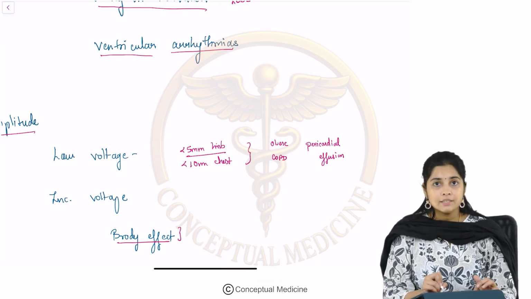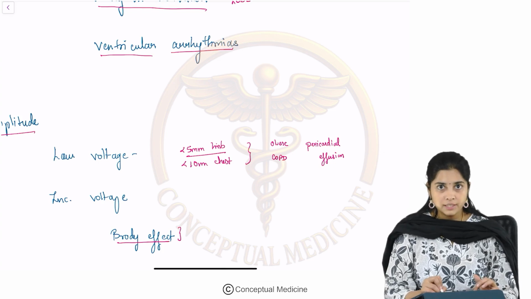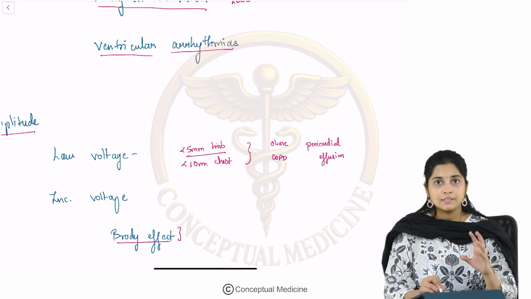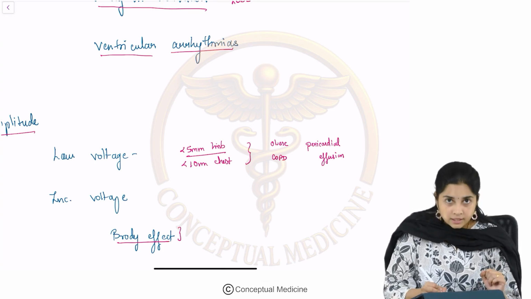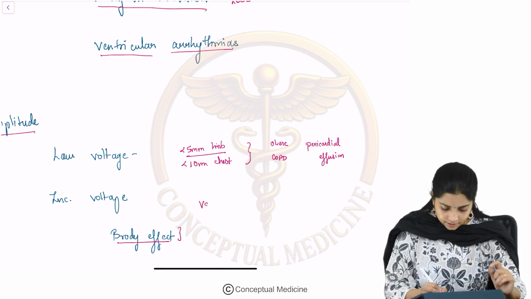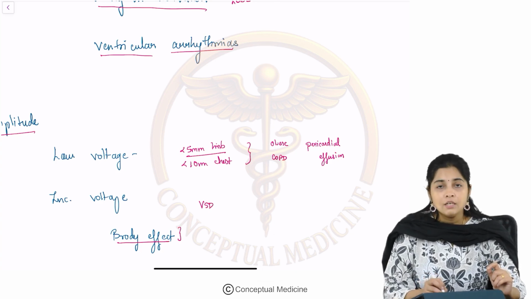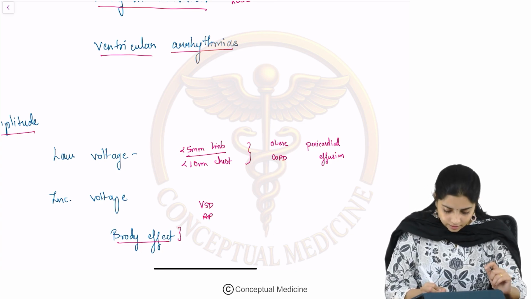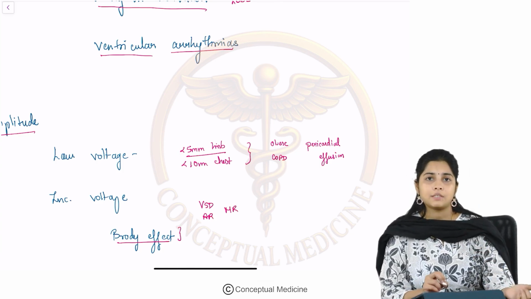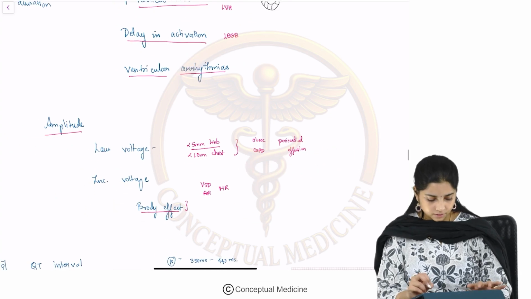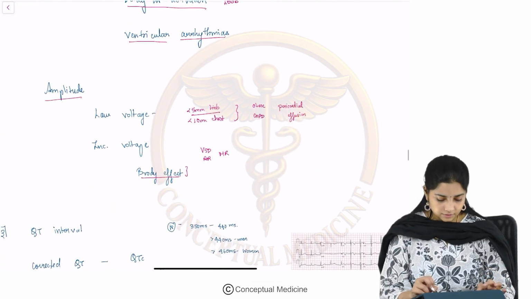So, where do you find this Brody effect? It is seen in conditions where there is a volume overload state. So, you can see a large QRS complex where there is a volume overload, like in VSD or in AR or in MR. So, you will find large QRS complexes. Fine? Okay, so that is about your QRS complexes.